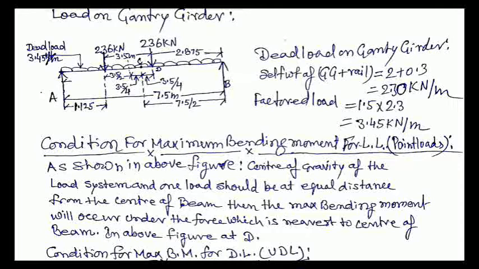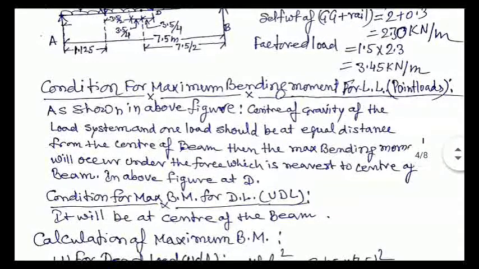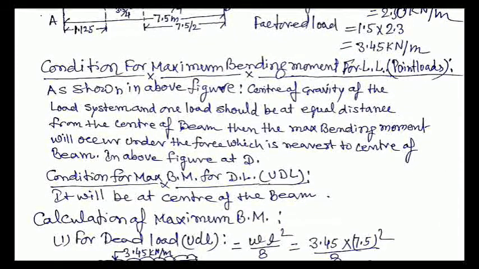Now we have to understand the position of the forces for maximum bending moment, and this will be due to live load because this dead load is fixed. This is self weight of the gantry girder, but the live load will move to and fro. So we have to find out the situation or position of the loads due to which the maximum bending moment is generated on this gantry girder.